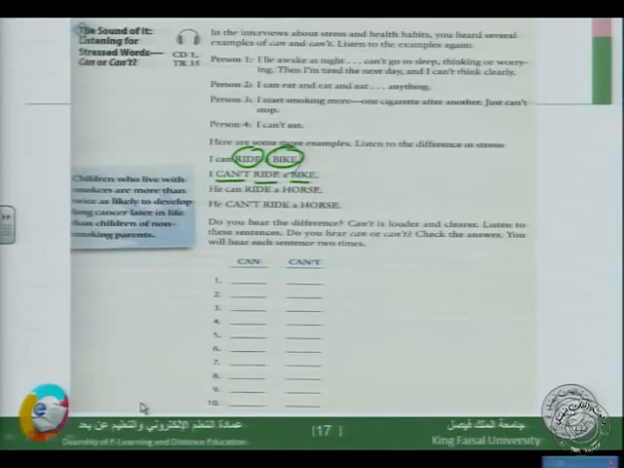I can ride a bike. With can't, with the negative, you need to put stress: I can't ride a bike. Notice the stress on can't ride a bike.